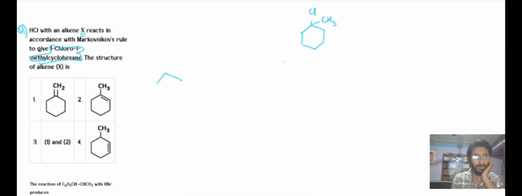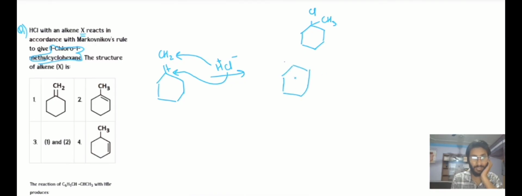So if we look at the first one, the first one here has this CH2. So if I add HCl to this, what will happen? The positive part will go to that carbon which has less substitution, so it will get to CH2, and the negative part, according to Markovnikov's rule, will get to this carbon. The double bond would break to a single bond. So what would be the product? The hydrogen will get to the CH2 and it will form CH3, and the chlorine will get attached to this carbon, so it would be 1-chloro-1-methylcyclohexane. So 1-chloro-1-methylcyclohexane can be formed by this.